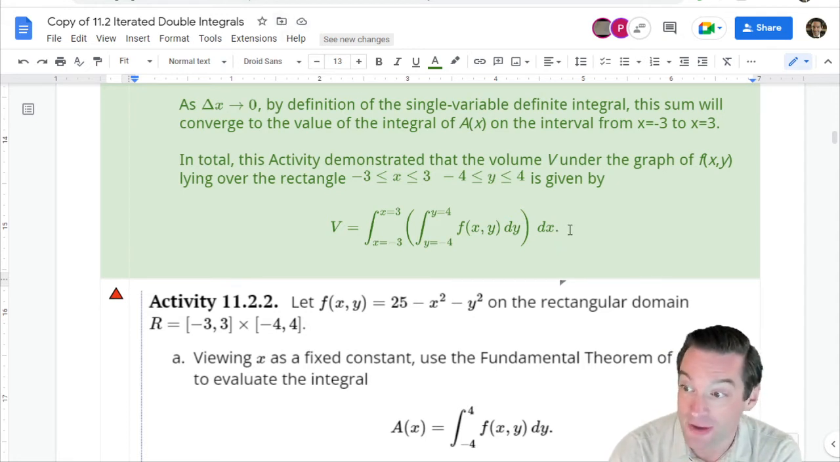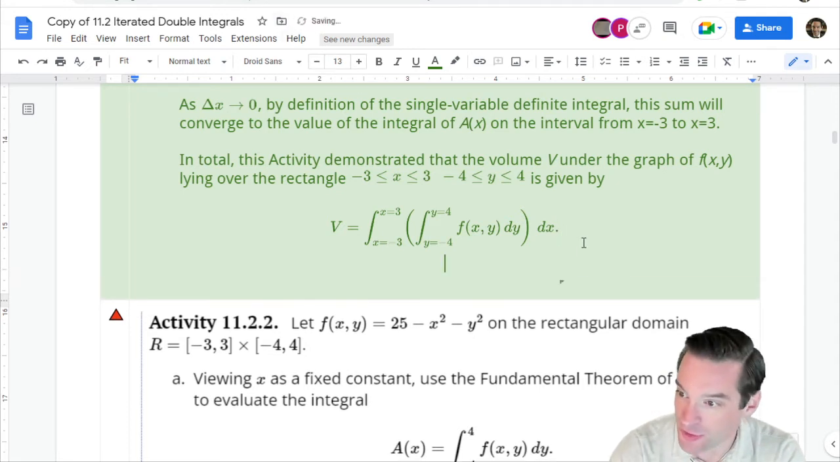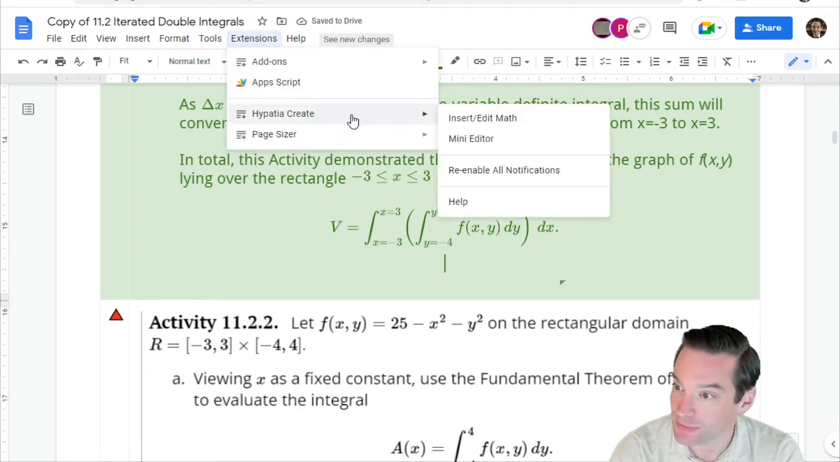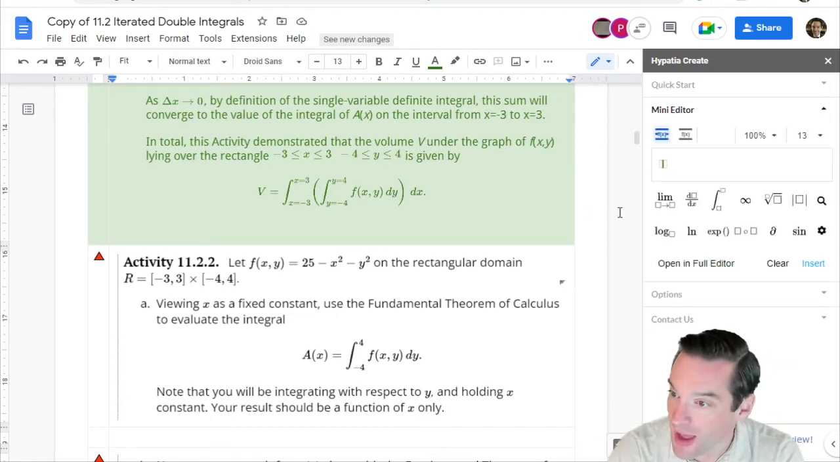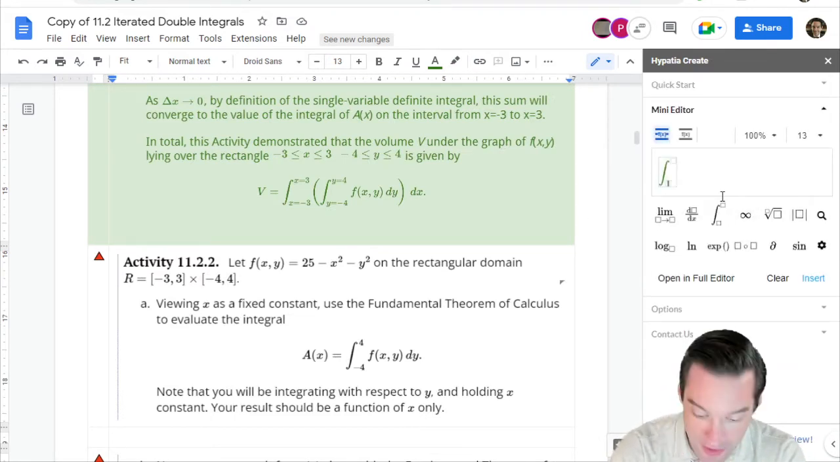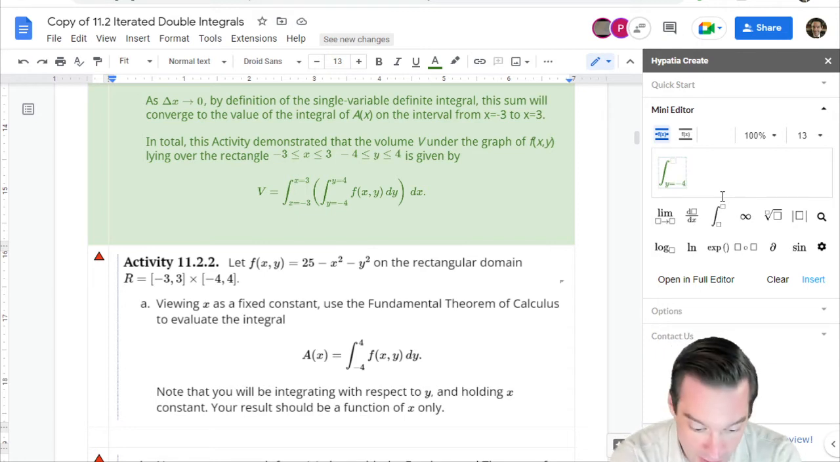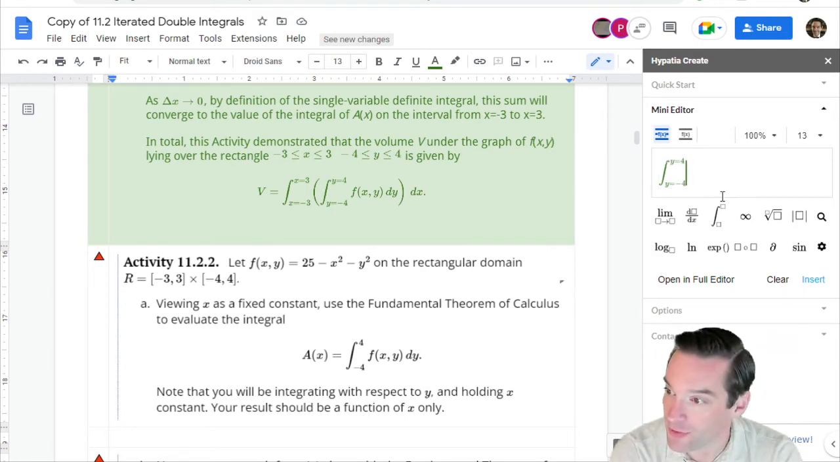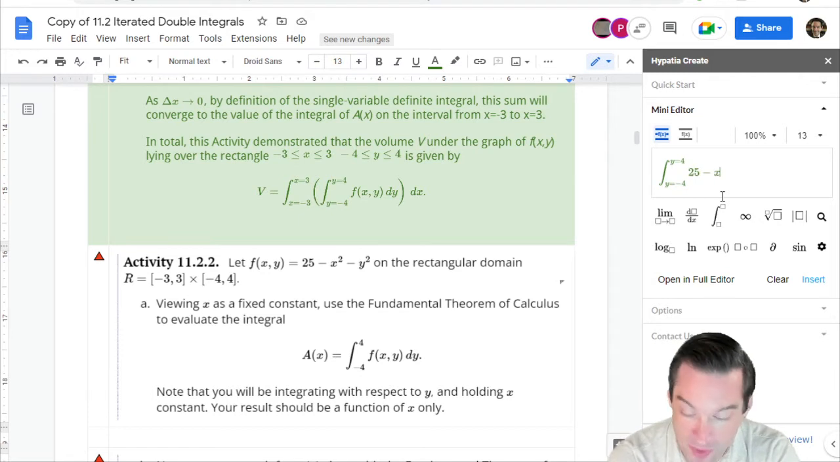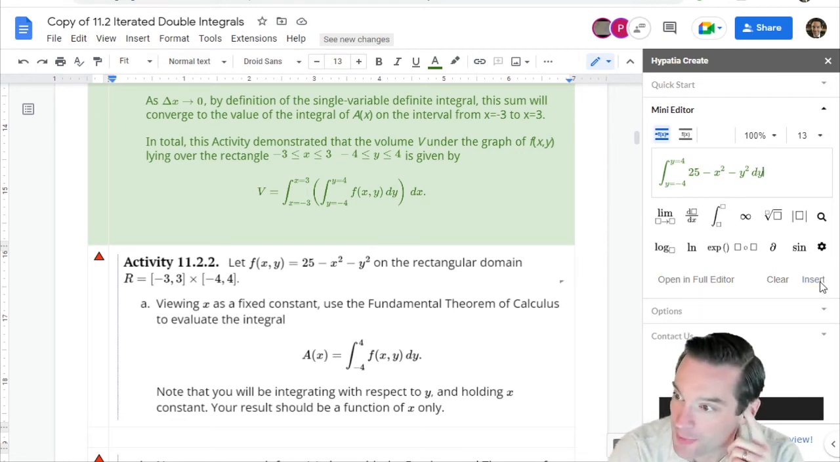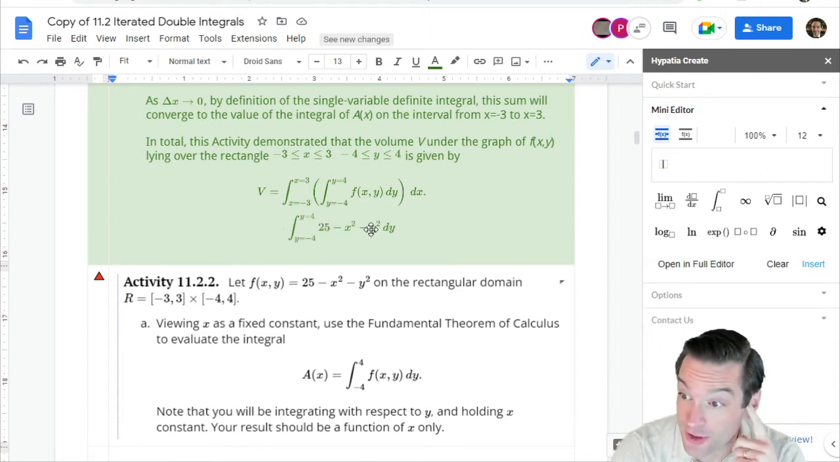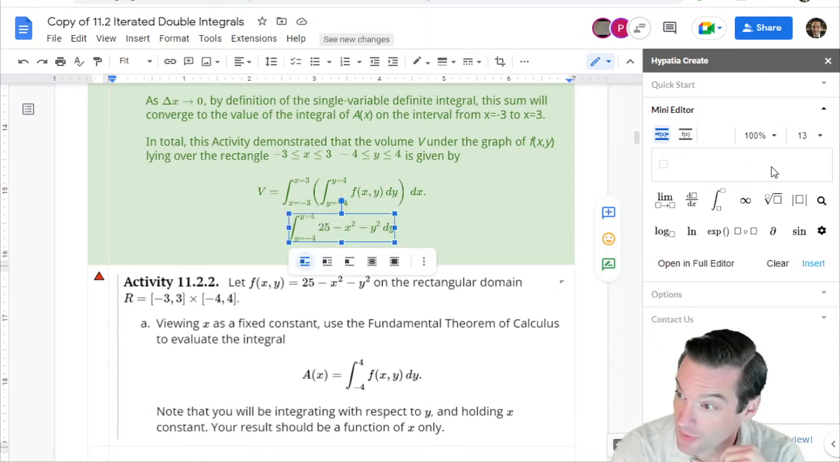Because if we were to evaluate this integral, let's actually do that just for kicks, right? So according to the fundamental theorem of calculus, if I do that integral that's in the middle, this is the integral from y equals minus 4 to y equals positive 4 of f of x and y, and f of x and y in this problem is 25 minus x squared minus y squared. And I want to integrate that with respect to y. So I want to treat y as though it's the variable, and I'm going to treat x in this process, when I do the first integral on the inside, as though it's a constant.